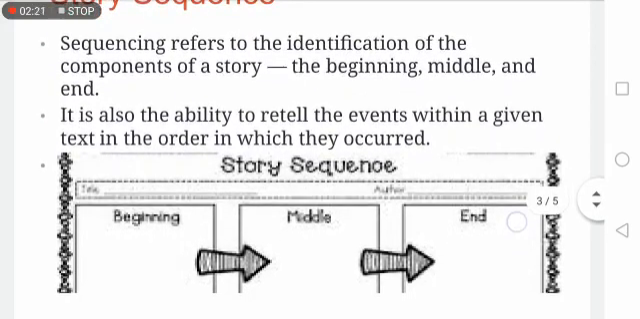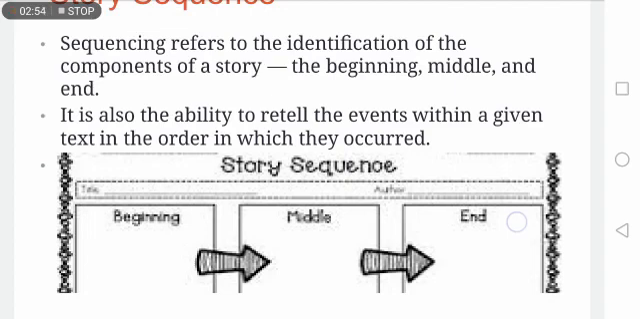You are seeing the image which starts with the beginning, then it comes to the middle, and then it comes to the end. Basically, whenever you are telling a story, writing a story, or listening to a story, it always has a beginning, from where you start the story. Then it leads to the middle part, and then it leads to the end, where you stop the story, where you conclude the story.